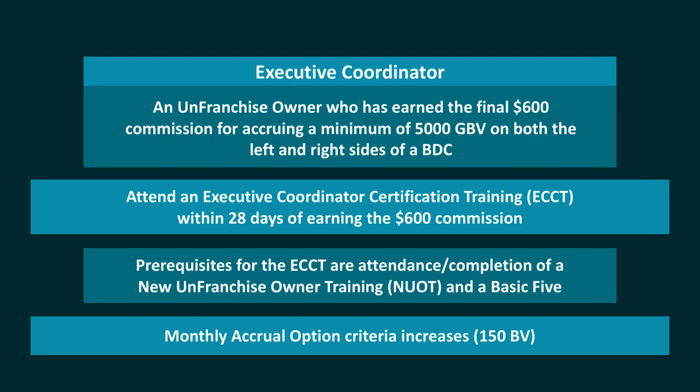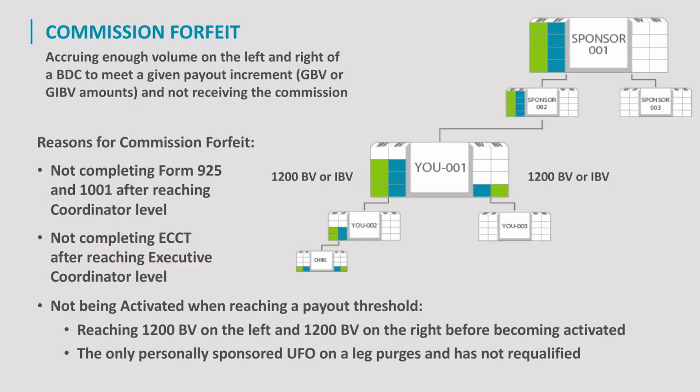So get those done right away. And then what I'm going to recommend is get your ECCT done right away. Don't wait until you've earned that $600. Get it done right away, because it's going to teach you how to talk to people about the business. It gives you the whys. It's a more detailed, in-depth training, and you really understand how the business is built, why it's built, and why we have the rules and regulations that we do. So take that as soon as you can, and you have all three of those completed. And then now, again, as an executive coordinator, your monthly accrual option criteria increases to 150 BV.